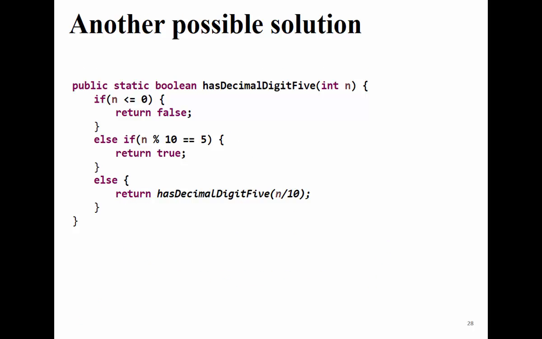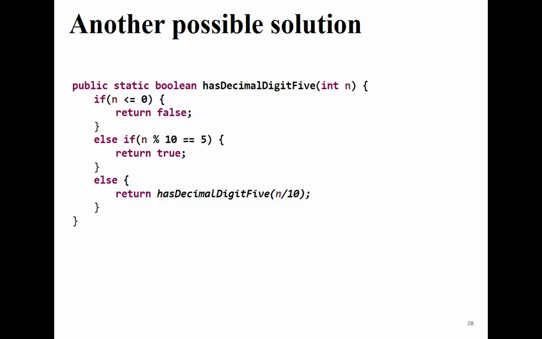So he has 2 base cases and 1 recursive. Another implementation is immediately if n is less than or equal to 0, I'm going to return false. I have a negative because the precondition is saying that only greater than or equal to 0. Now I take the mod operations. If the mod operation is equal to 5, I will return true. Otherwise, I will call with n divided by 10.